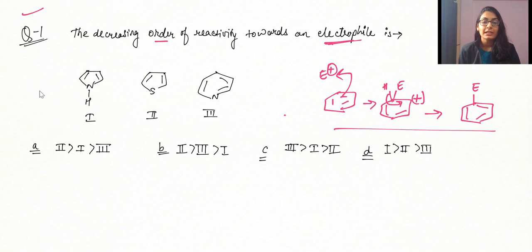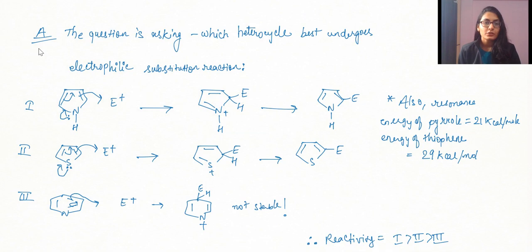But what about the heterocycles? These heterocycles are a bit different from benzene. Definitely they are having different resonance energy as compared to benzene, so the reactivity will be different. I have already explained it in the next slide basically. The question is asking which heterocycle best undergoes electrophilic substitution reaction. That is going to come first. Basically we are going to arrange in the decreasing order, right? So let's see. I've drawn the mechanism for all of the heterocycles reacting with the electrophile.